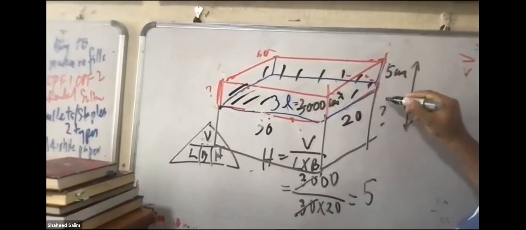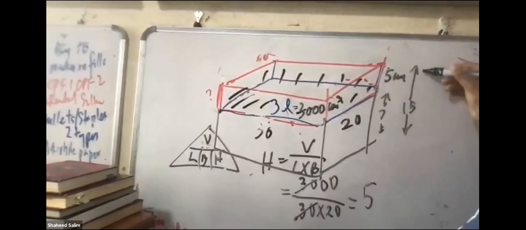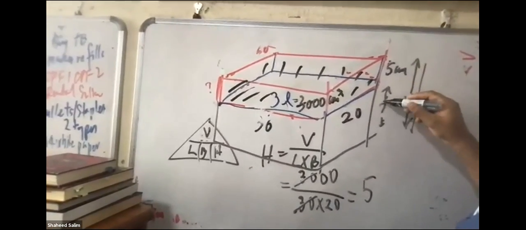So now they're asking you, what is this height? 15 minus 5 give you 10.